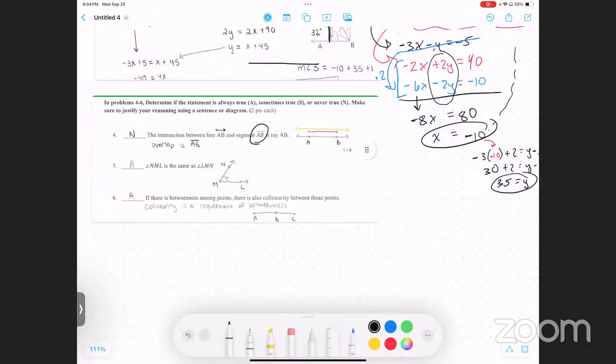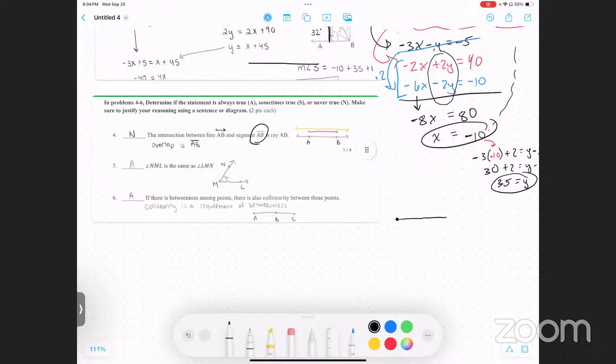I'm just kind of confused on all the words. I know kind of what a ray is, and kind of what a segment is, but sometimes I forget. Okay. Yeah, sure. So this is definitions. Definitions are important.